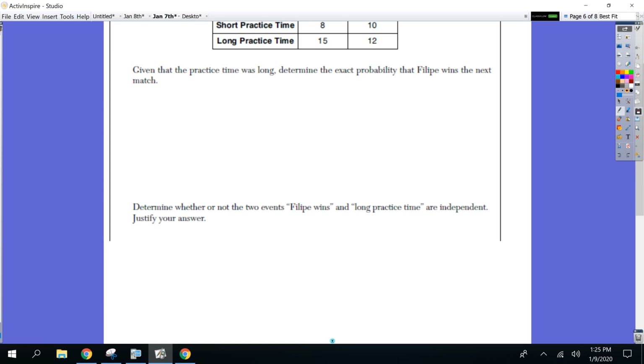All right, first time you're going to need this formula. It is not on the formula sheet. You're going to have to know it. Let's get it out. It should already be organized in your binder.